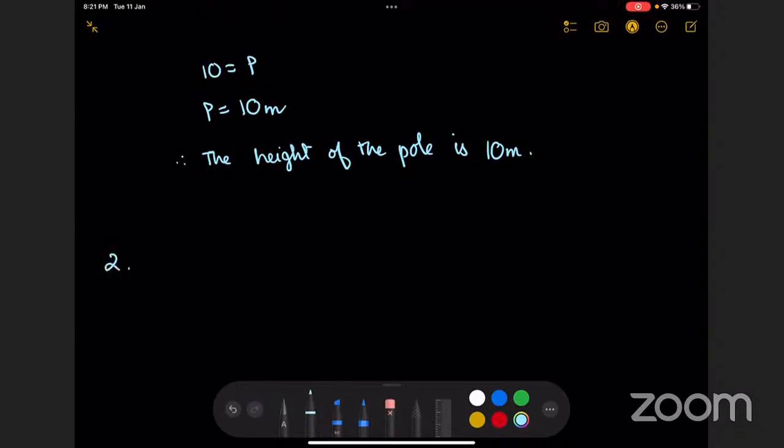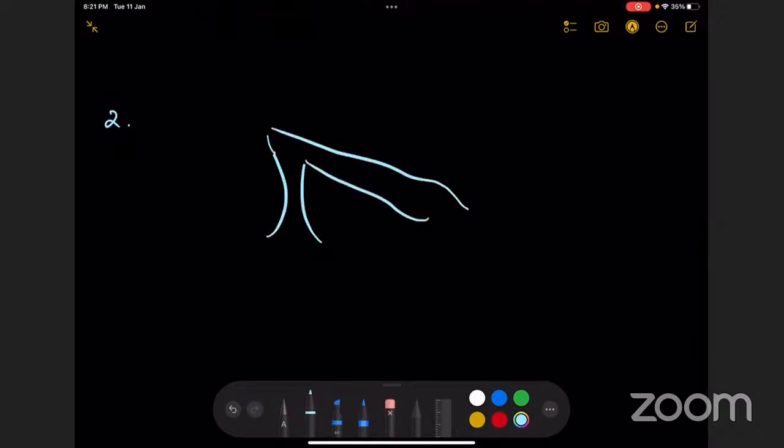Okay. Question 2. A tree breaks due to a storm and the broken part bends so that the top of the tree touches the ground, making an angle of 30 degrees, so that the distance between the foot of the tree to the point where the top touches the ground is 8 meters, and find the height of the tree. So that's the base basically. This is a tree, and it breaks. It's touching the ground.